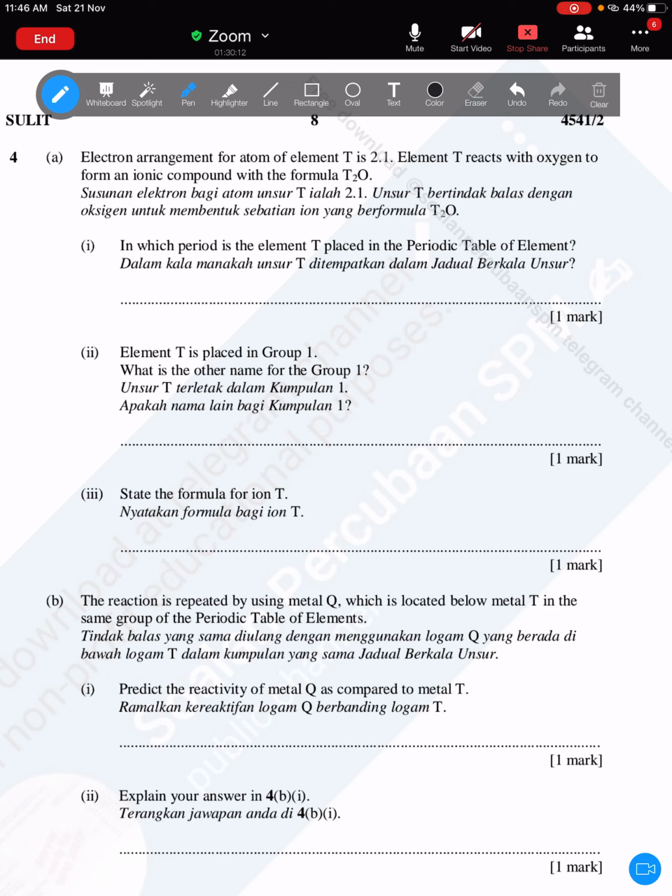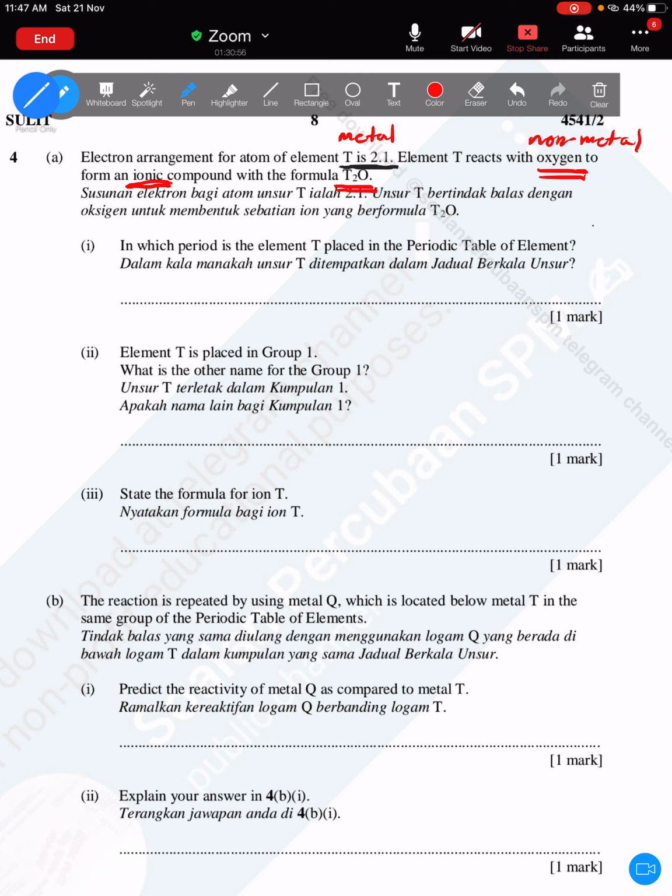Okay, here. The electron arrangement for an atom of element T is 2, 1. Guys, by just looking at the electron arrangement, I already get a clue. That is a metal element. It reacts with oxygen. Of course, I know oxygen is a non-metal. Remember, when you are answering a chemistry paper, the art is not answering the question. The art is how well you understand or abstract information from the question. That is the art. So, it forms an ionic compound. Okay, nothing much. And the formula is T2O.